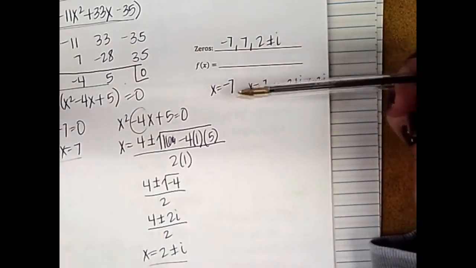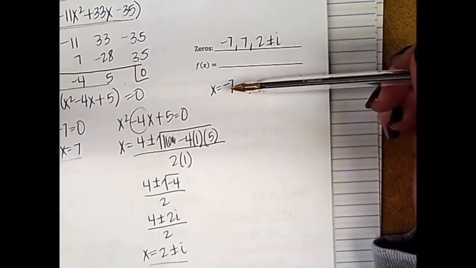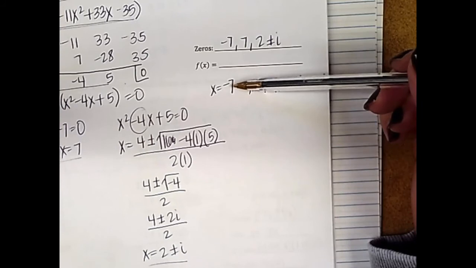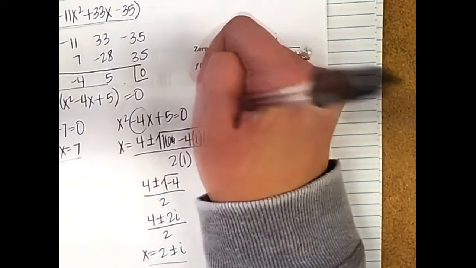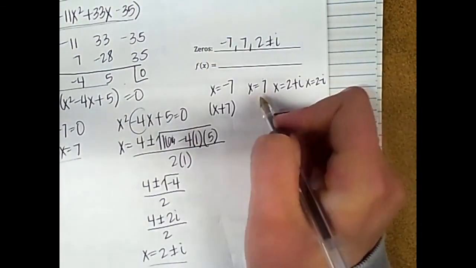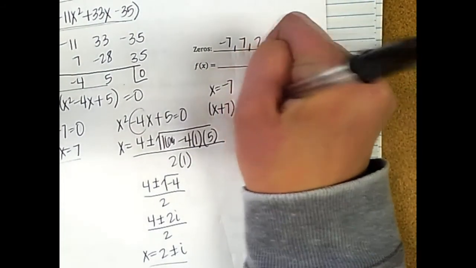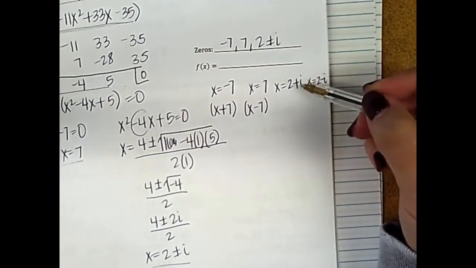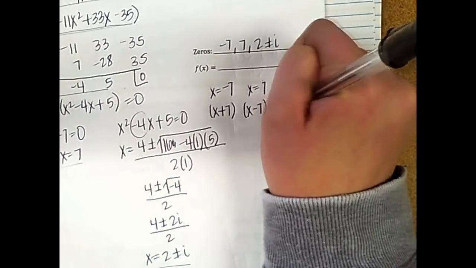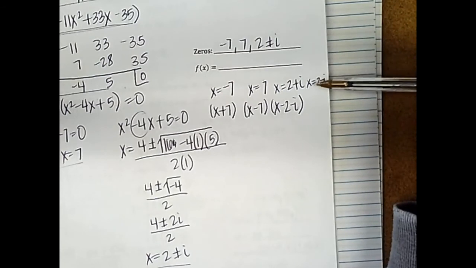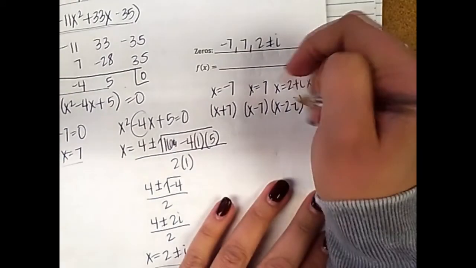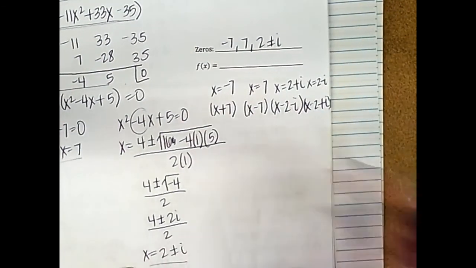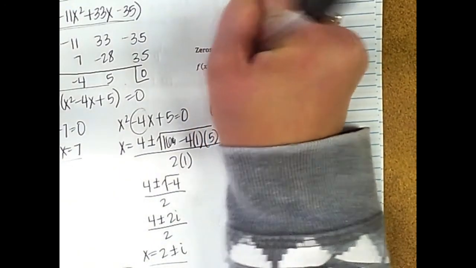So remember, your zeros is what x is equal to. Your factors is when everything equals 0. So to have this equal 0, we need to move the 7 over. So we add 7 to get my factor of x plus 7. Here, we would subtract 7 to get my factor of x minus 7. Here, I would first subtract 2 and then subtract i to get x minus 2 minus i. And then with this one, I would subtract 2 and then add i to get x minus 2 plus i. So now it's fully factored, and I can write that as my f of x.